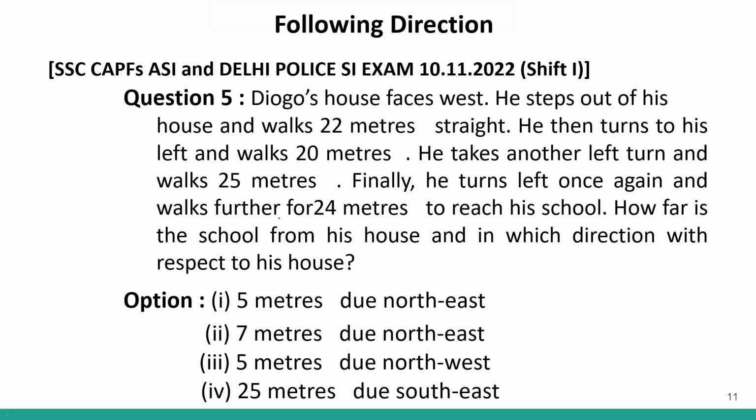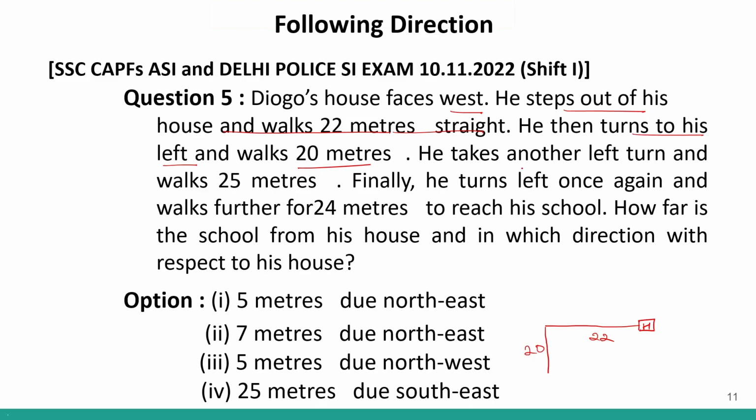Now, Diego's house faces west. So we know the house, let me solve it over here. The house is facing west. This direction, right? He steps out of his house and walks 22 meters. So let's say if this is the house, right? He steps out and he walks 22 meters straight. He then turns to his left. So we are turning left and we are walking 20 meters.